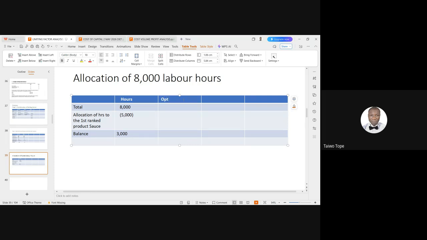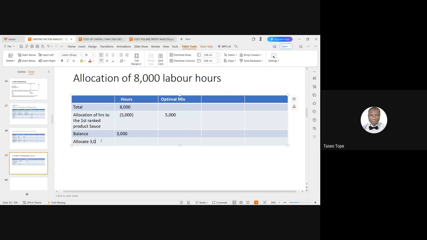So the optimal mix here for sauce, how many units can we produce? The best is 5,000. Yes.